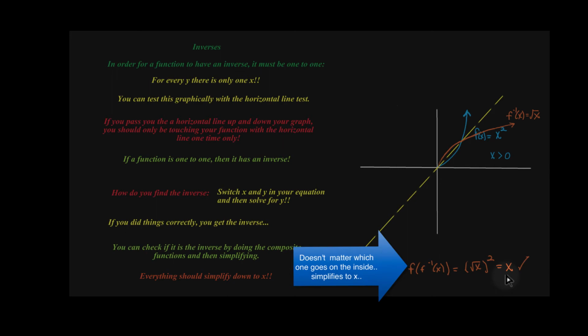So that's basically the concept. Enough for you to just get started: switch x and y, solve for y, make sure the function's one-to-one. Okay, if there's more than one x for each y, then it won't have an inverse. That's basically it. So practice, practice, practice as always.